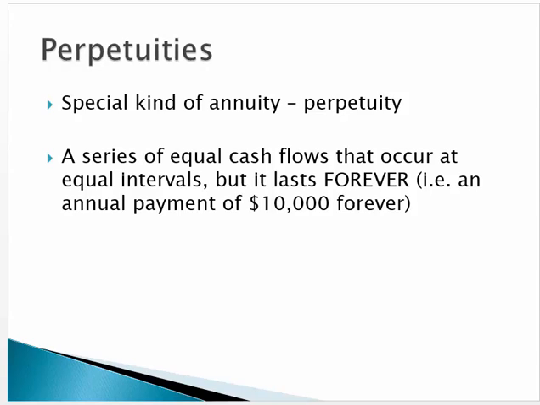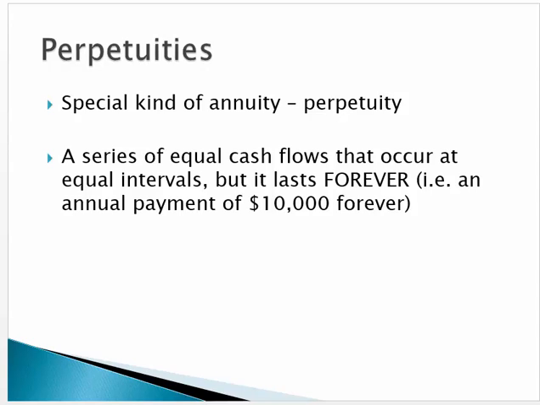Okay, in this last video for a series of even cash flows, we're going to take a look at perpetuities. They are a special kind of annuity where the cash flows are occurring in equal amounts over equal intervals, but now there's not a limited time frame. It's going to last forever. The cash flows are going to last forever. We've got an annuity that just keeps going and going and going.